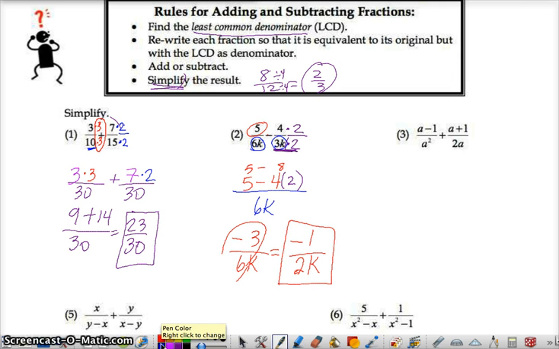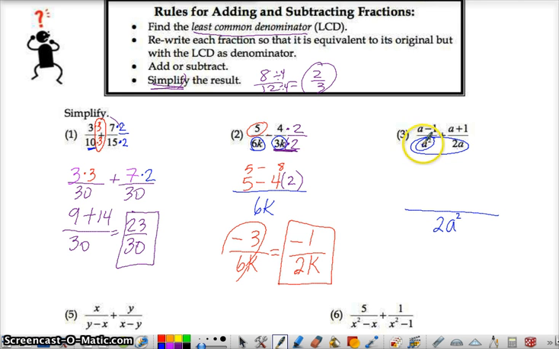Okay, next one. We have an a squared and a 2a. Well, remember, you cannot make an a squared shrink down to an a. You can only increase this one to go up to the a squared. So we need to have an a squared. We're looking for our least common denominator. This one has a 2, this one doesn't, so I've got to put in that 2 as well.